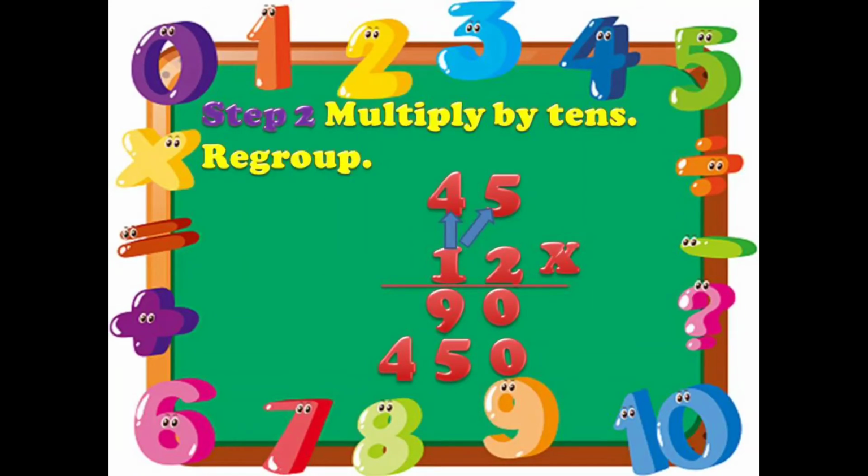Step 2, multiply by tens and then regroup. So we will multiply 45 by 1. So 1 times 5 is equal to 5, and 1 times 4 is equal to 4. And then we will add 0 at the end of the product.